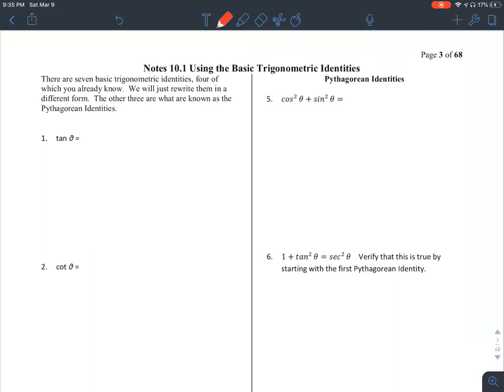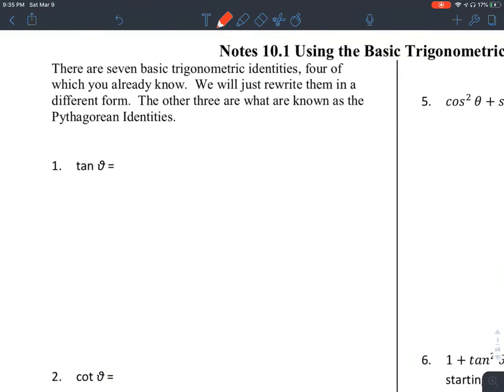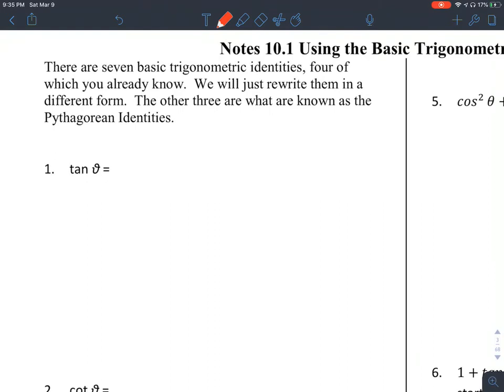So, let's first talk about facts. Basic trig identities. A trig identity is a fact. You can use that fact to prove other facts are true. You can use these facts to make problems easier. There are 7 basic trigonometric identities, 4 of which you already know. We're going to review those. We will just rewrite them in a different form.